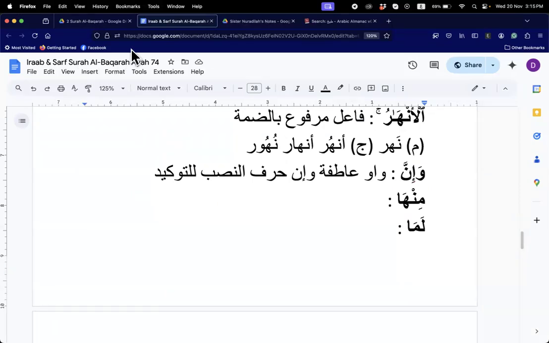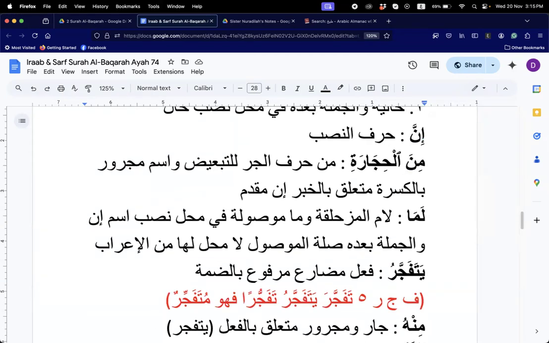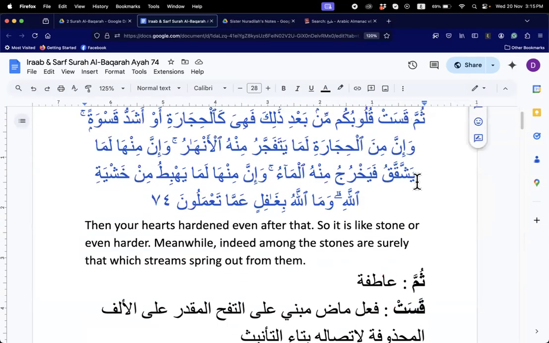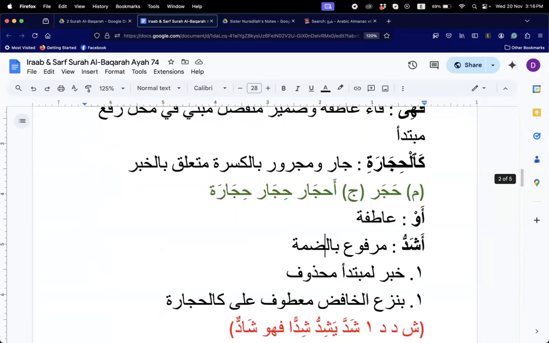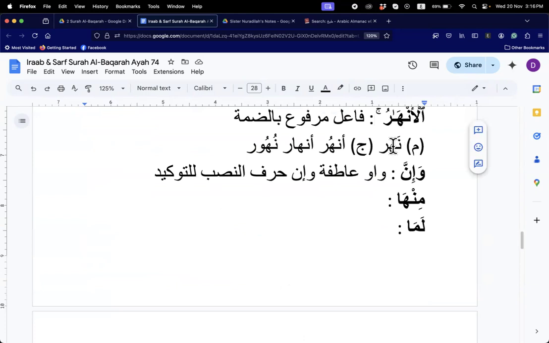Sister Sue, yes, can I ask a question? What is tab'i? The tab'i min means some. That's why Sister BB just now translated it as among, not from. Indeed, among the stones, so indeed some stones, some stones are rivers coming out from them. Indeed, some stones are yashakku. So this min is tab'i, you translate as some or among, not from.